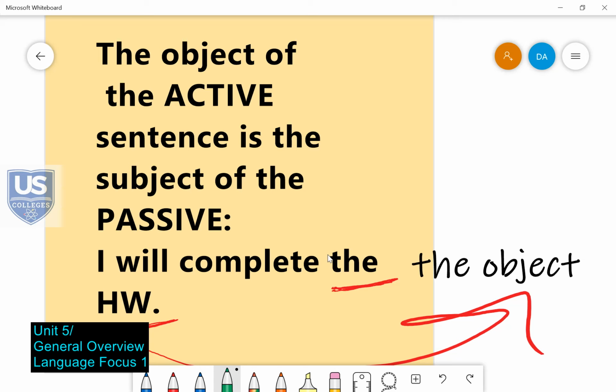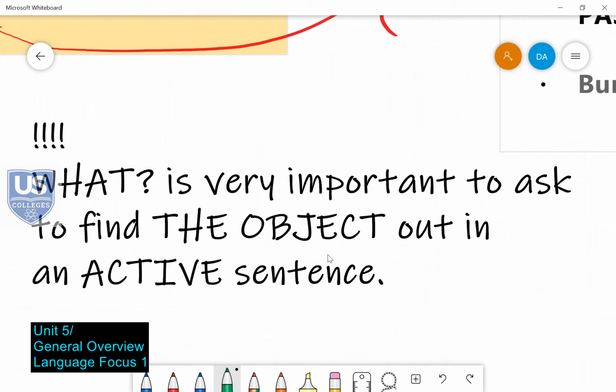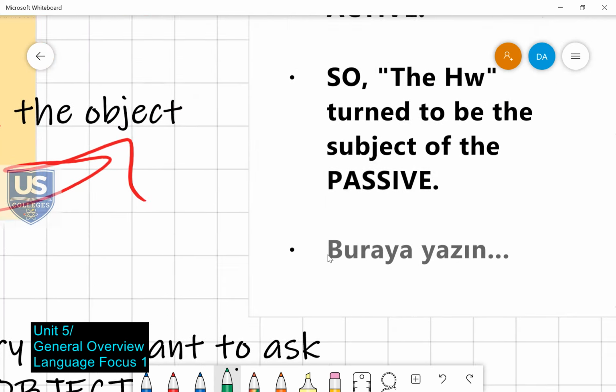So there may arise a question such as, teacher, how do we find the object in the sentence? What is very important to ask to find the object out in an active sentence? This part is very important. You need to ask the question word what, to be able to find out the object in an active sentence so that it can be converted into a passive sentence.